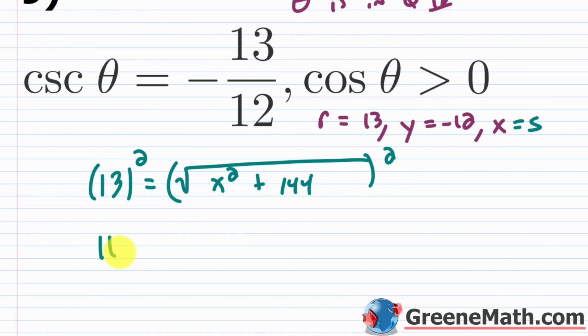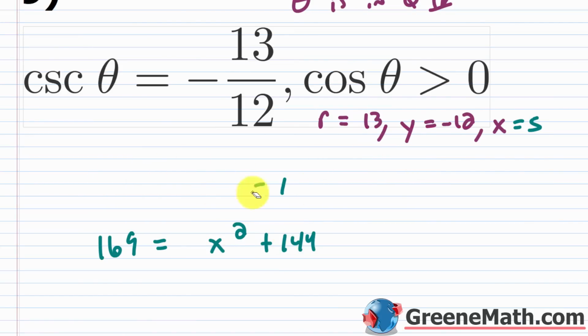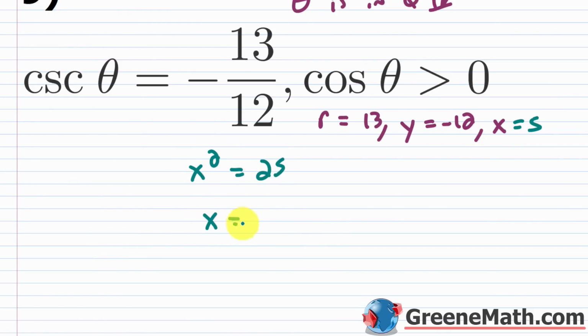And this is going to give me 169 is equal to x squared plus 144. If we subtract 144 away from each side, you're going to end up with x squared is equal to 25. And again, by the square root property, x is equal to plus or minus the square root of 25, which is plus or minus 5. And again, because the x values in quadrant 4 are positive, you want an x value of positive 5.